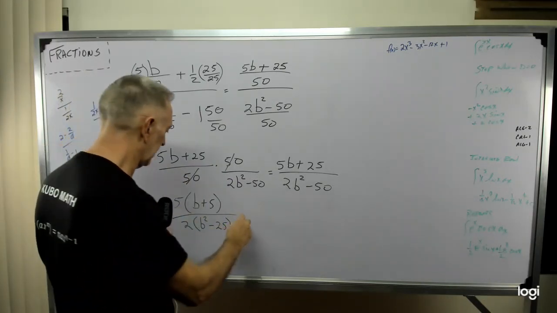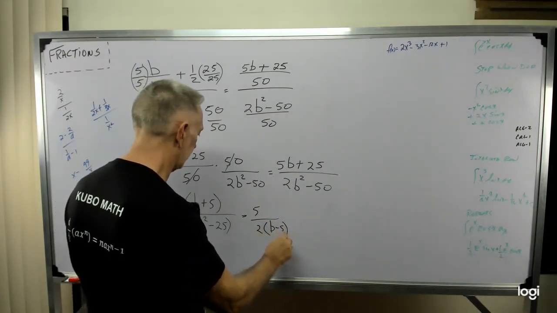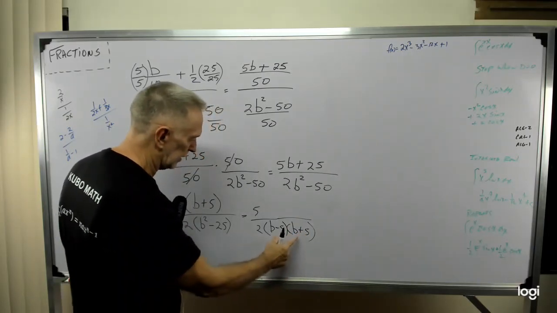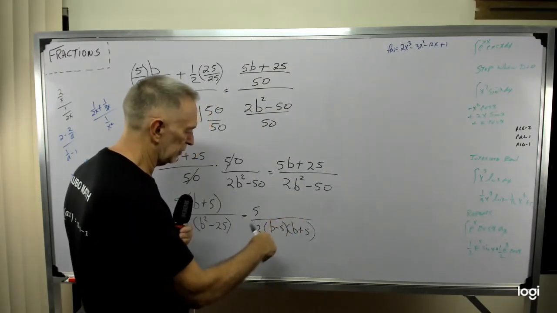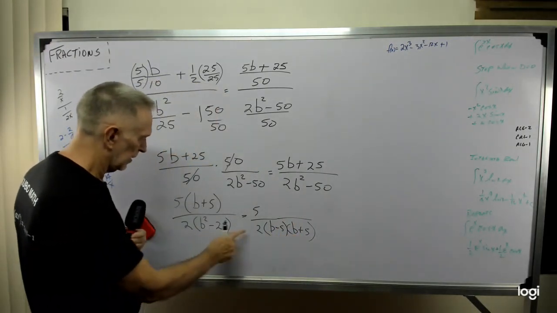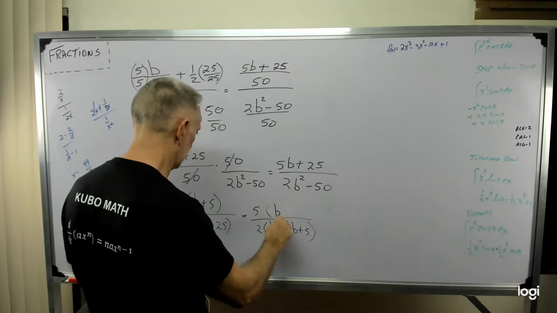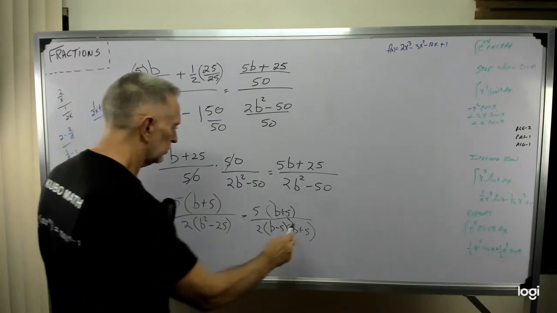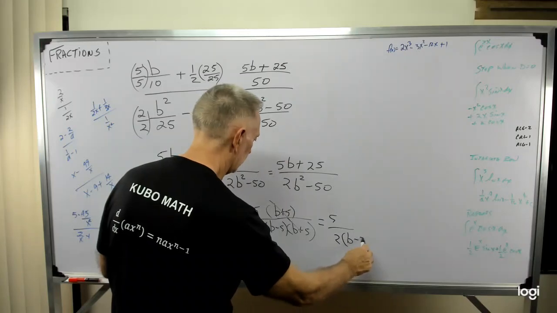Oh, now we're getting there. That equals 5 over 2 times b minus 5 times b plus 5. And if you FOIL that, that's b squared plus 5b minus 5b, so the 5b's cancel, minus 25. So b squared minus 25. And times this 2 out here, and this 5 is over b plus 5. Now then, this guy and this one cancel, so I'm left with 5 over 2b minus 5.